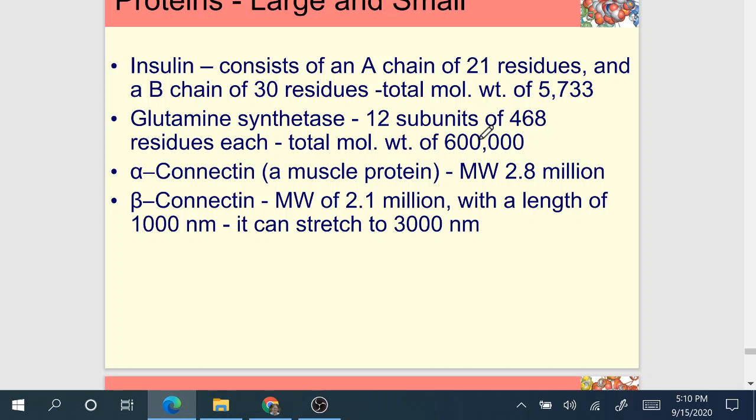Alpha connectin is a muscle protein which has a molecular weight of 2.8 million, and beta connectin has a molecular weight of 2.1 million with a length of 1,000 nanometers, and in fact it can stretch to 3,000 nanometers.